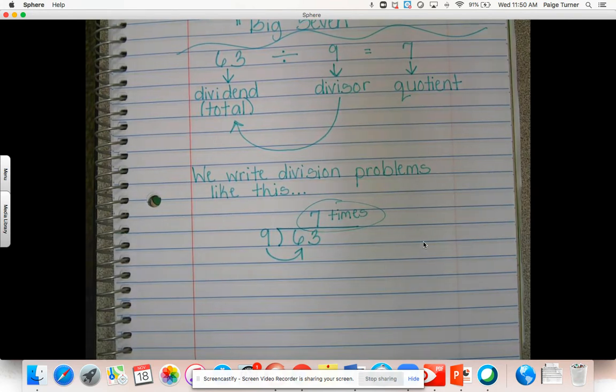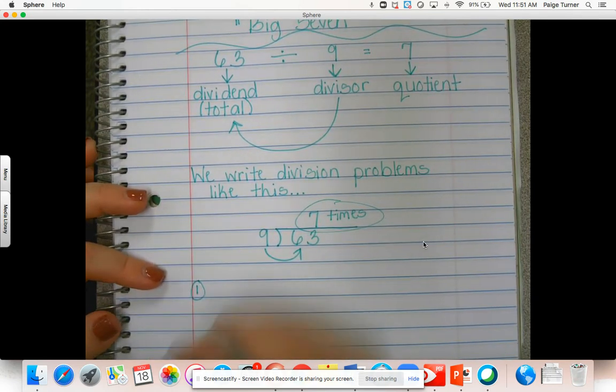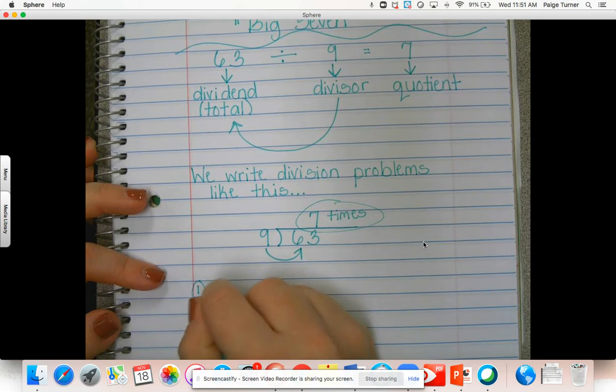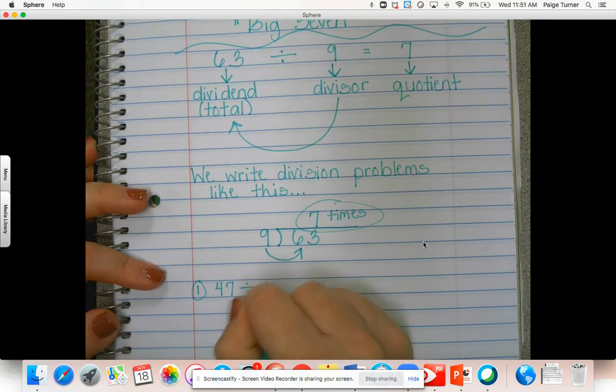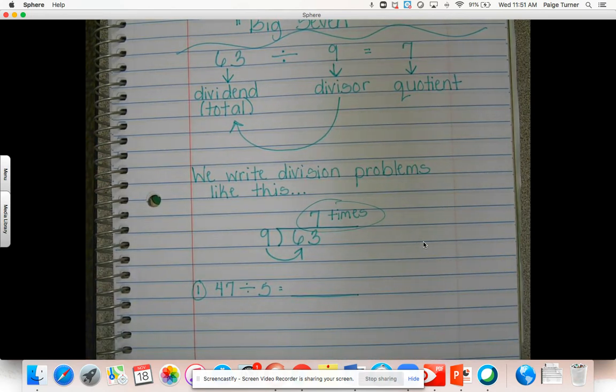Okay. All right. So now I'm going to start showing you how we can use our partial quotients division strategy to start dividing with some big numbers. Now, I will start off with some pretty small numbers, so that way you can kind of see how the strategy works, and then we'll work our way up into some bigger numbers, okay? All right, so let's start practicing here. Here is example number one. And for number one here, we're going to do 47 divided by 5, and we want to know what that is equal to. So I'm sure that's one that some of you can do in your head, but that's not the point. I want you to see the strategy here.